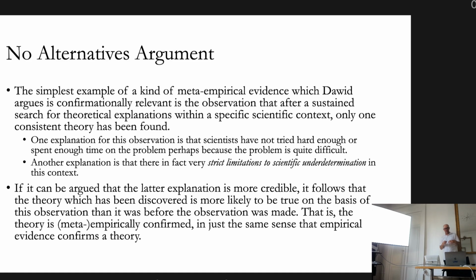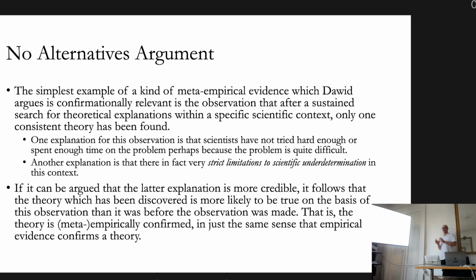Like comparing to the empirical case, if we're looking for theoretical explanations of some empirical observation, right? I think I won't make that analogy at this point. So anyway, let's go back to the piece of evidence that we've acquired here, this meta-empirical one. If we think about explanations for this piece of evidence, one explanation is that scientists just haven't tried hard enough, or they haven't spent enough time on the problem, or maybe the problem is too difficult. That's something that we would often naturally expect when we try to explain this meta-empirical fact.